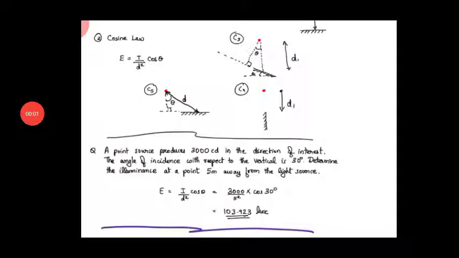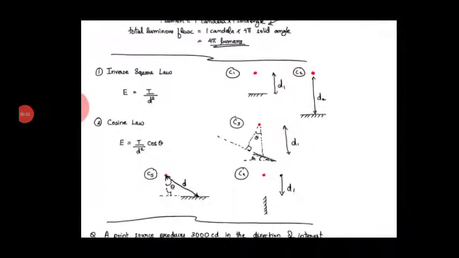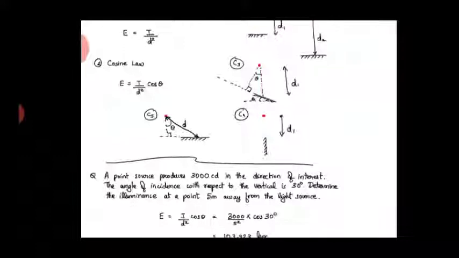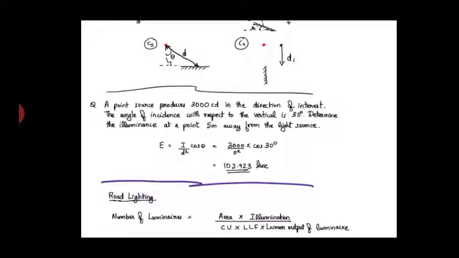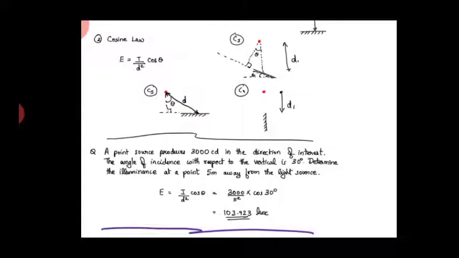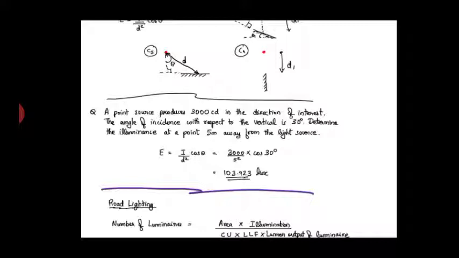Friends, we are discussing the inverse square law and cosine law, and now we see a point. The cosine law is for a point source, and d is the distance from the point to the particular surface where the particular object is being moved. So we just see a question.